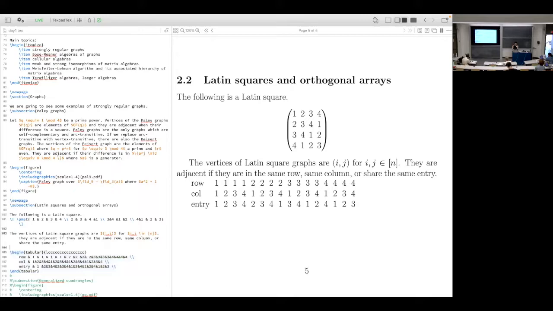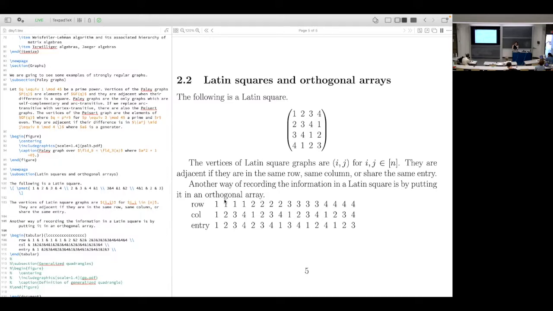Another way of recording the information in a Latin square is to put it in an orthogonal array. So how do I do this? There are going to be 3 rows corresponding to row number, column, and the entry. And each of these columns is going to be some location in the Latin square. If I highlight this column, it corresponds to the thing in row 2 and column 3, and its entry should be a 4. So row 2, column 3, it is a 4. So I did this correctly.